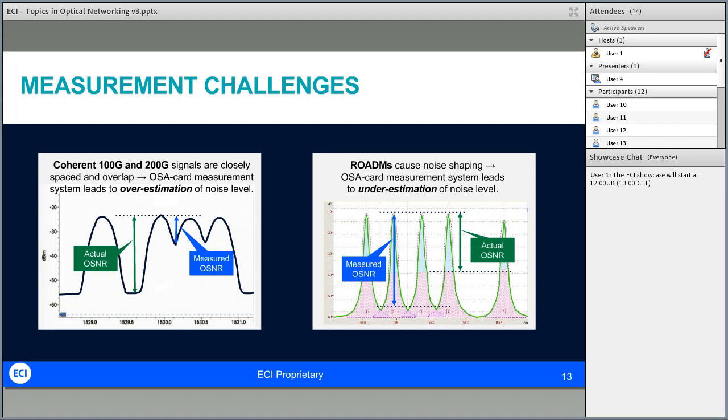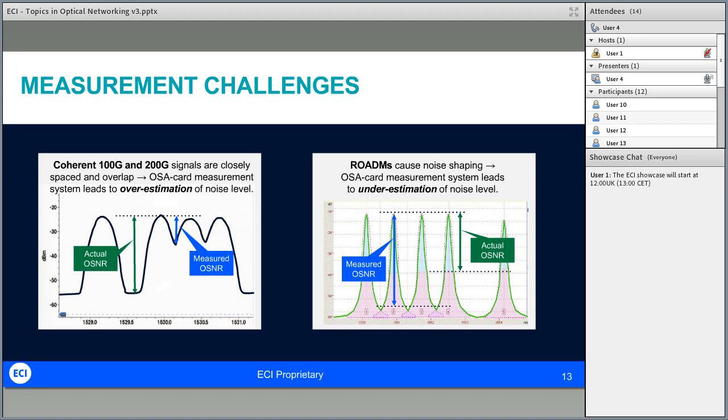There are also challenges as your networks get more complex in terms of making the kind of measurements that you need. For instance, when you're dealing with coherent transmissions, such as 100G and now 200G signals, based on the spacing of these signals and the filters being used, if you're using standard OSAs to make these measurements, you could often overestimate the amount of noise that's there. In other words, you would think there's a problem when there's actually not a particular problem.